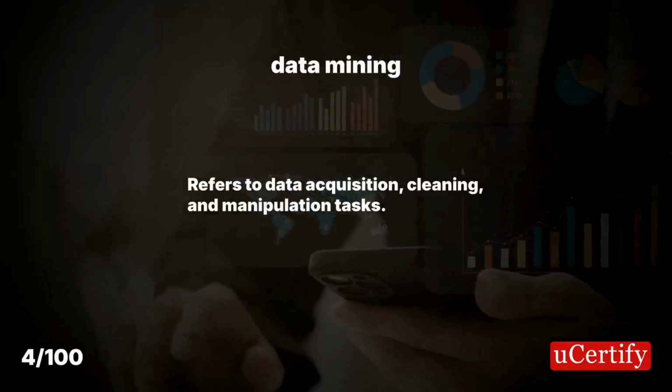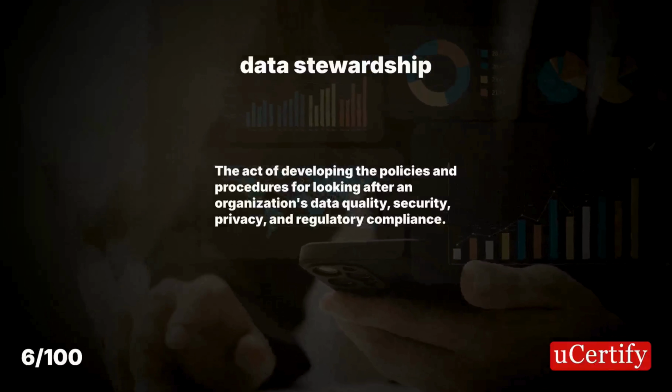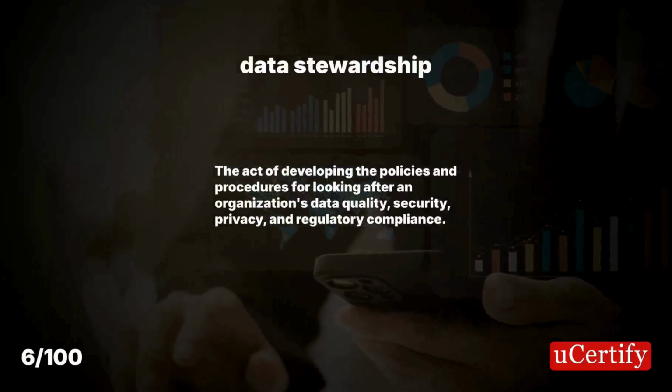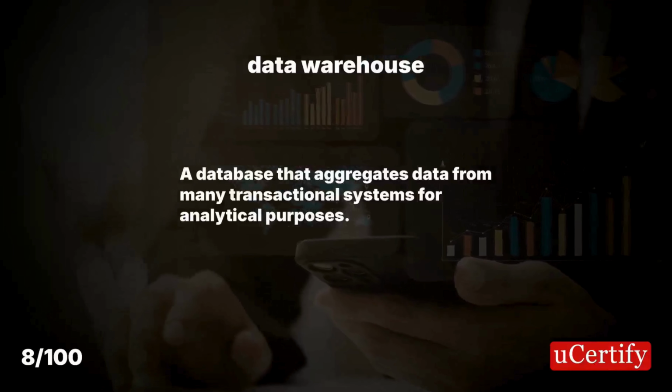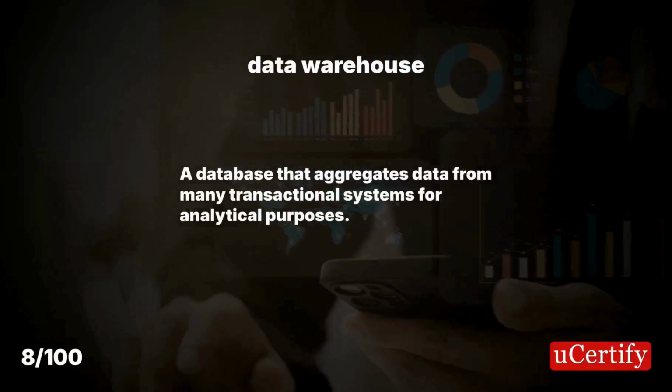Term: data stewardship. Definition: the act of developing the policies and procedures for looking after an organization's data quality, security, privacy, and regulatory compliance. Term: data type validation. Definition: ensures that values in a dataset have a consistent data type. Term: data warehouse. Definition: a database that aggregates data from many transactional systems for analytical purposes.